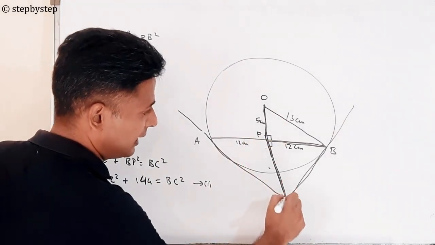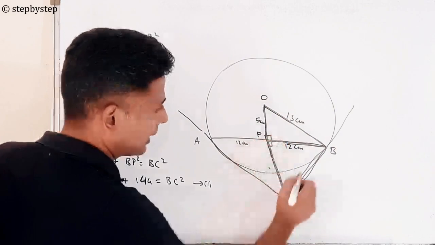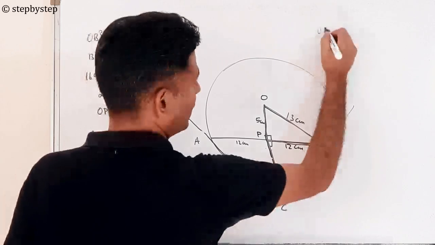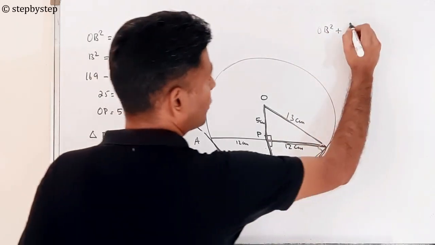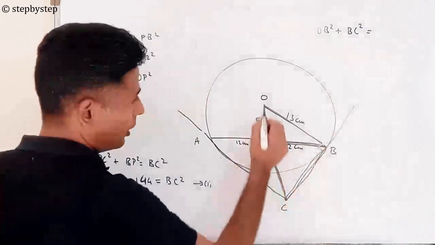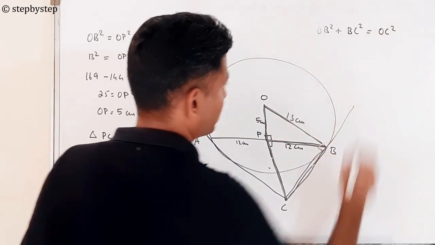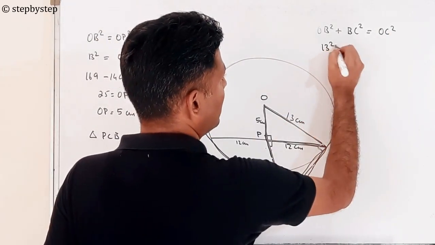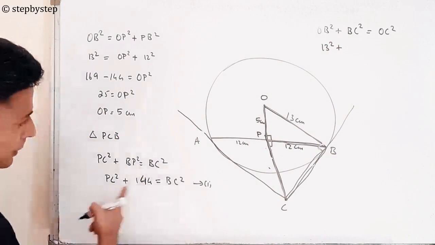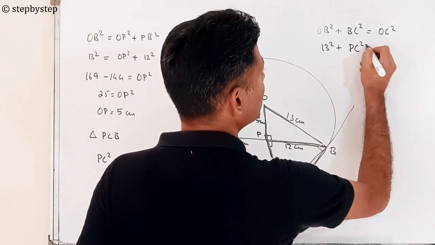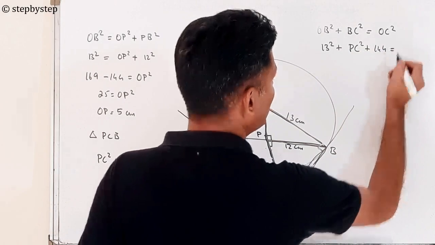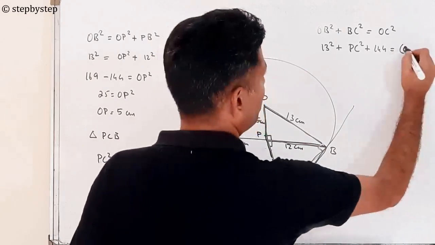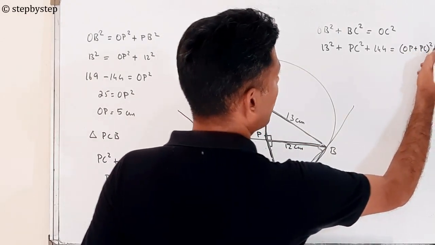Now if you see this entire triangle, this is 90 degrees, this is a right angle triangle. So what do we have? OB square plus BC square equals OC square, right? OB square is 13 square, plus BC square. Here we have PC square plus 144. So PC square plus 144 equals OC square. OC square is OP plus PC whole square.